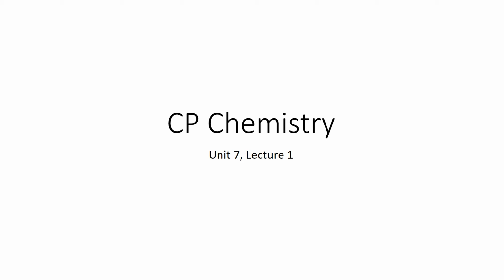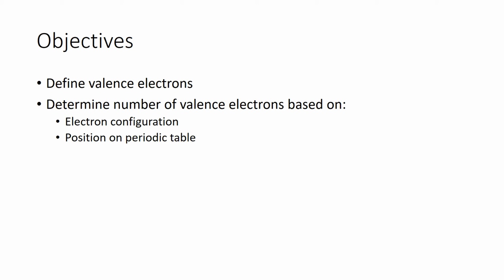All right, and the next piece that we're going to add here is kind of about valence electrons and what we call dot diagrams, electron or Lewis dot diagrams. All right, so what we're going to be doing first is being able to define valence electrons and also to determine the number of valence electrons based on electron configuration and position on the periodic table. And we'll also learn how to then use the valence electrons to make Lewis dot diagrams. I probably should have added that to my bulleted list here.